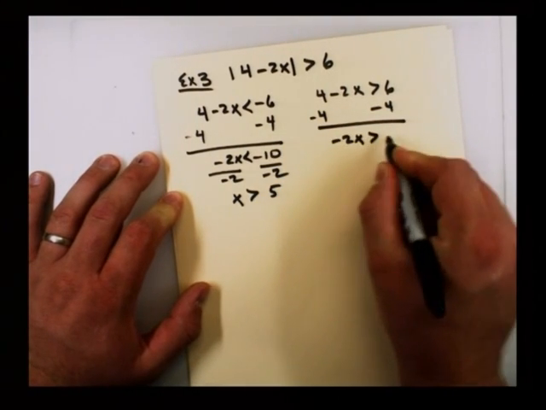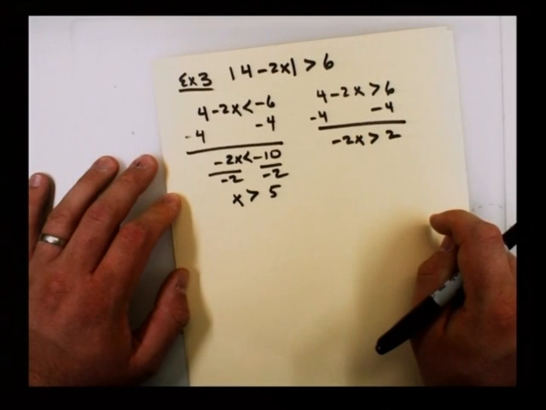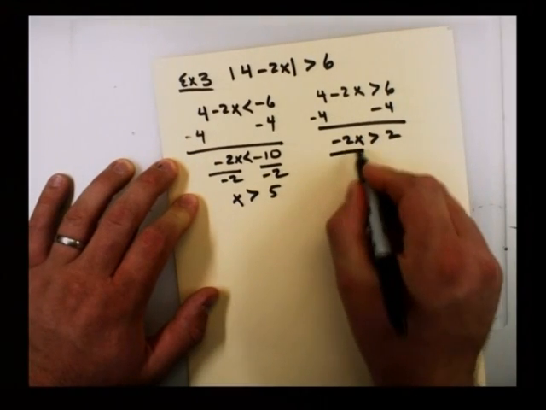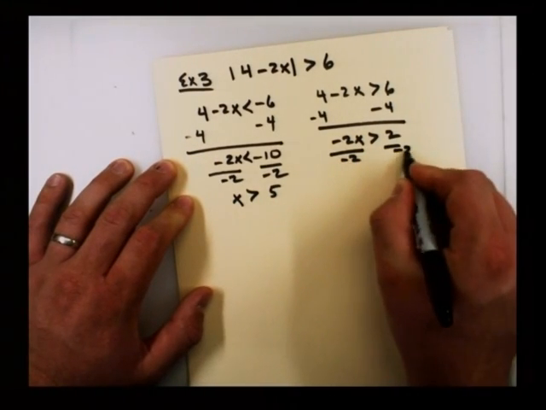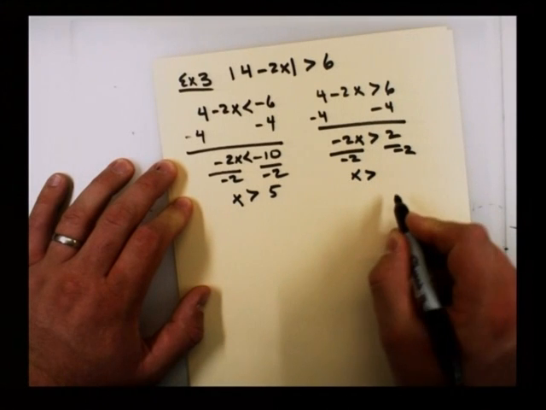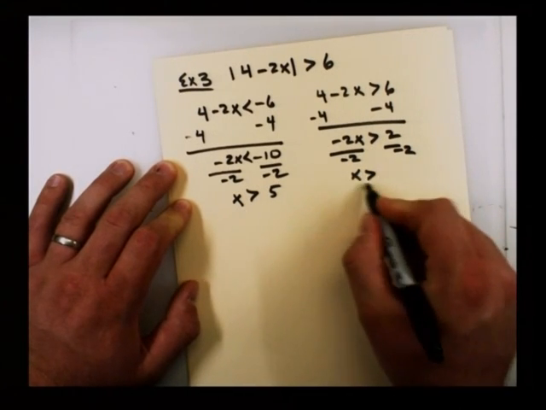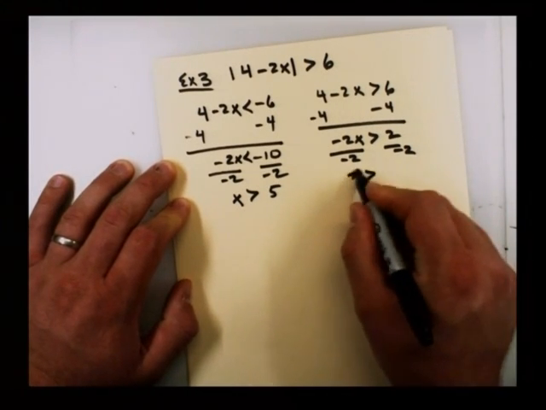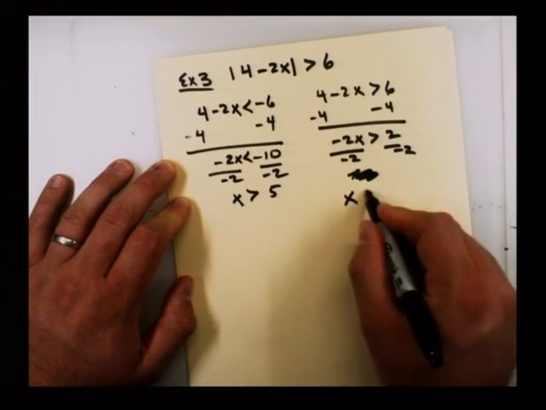Divide both sides by negative 2. And again, warning, be careful. Now that you divided by a negative, you have to flip the sign, so now x is greater than negative 10 divided by negative 2, which gives you 5. So x has to be greater than 5.